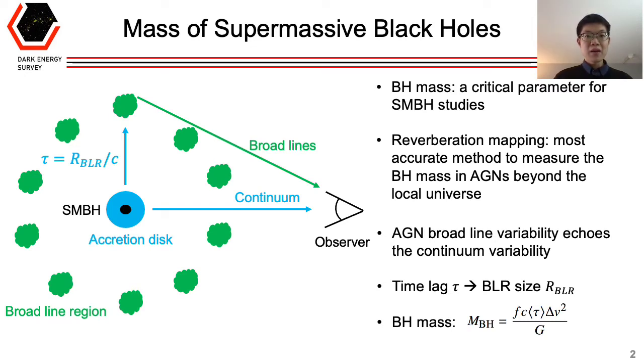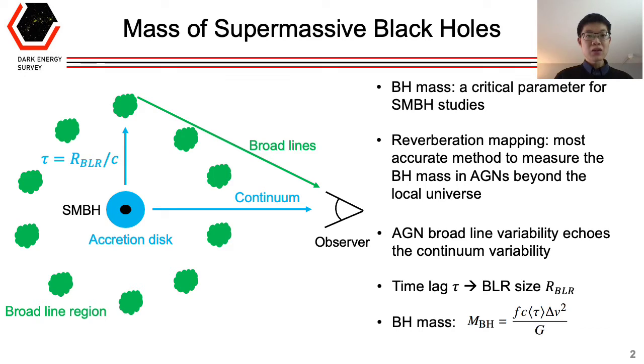Supermassive black holes commonly exist at the centers of massive galaxies, and how these supermassive black holes evolve over cosmic time is an interesting topic. In order to study their evolution, a critical parameter is the mass of the black hole. Beyond the local universe, the most accurate method to measure the black hole mass in AGNs is the reverberation mapping technique. This figure shows an example of how it works.